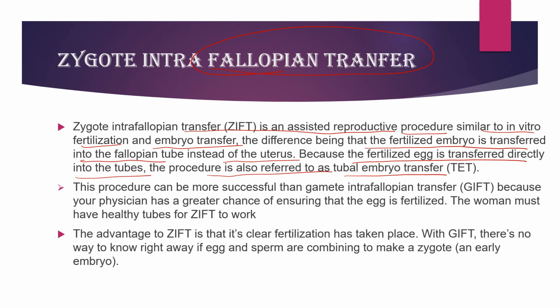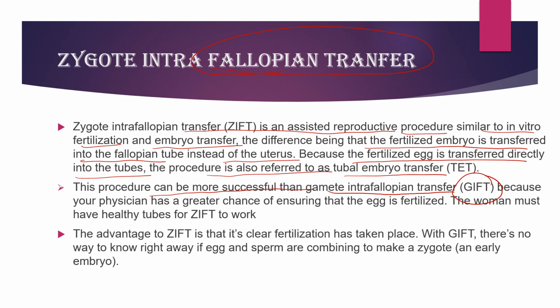From the fallopian tube only, they come to the uterus after implantation, all that blastocyst and all. So that process will happen automatically after they are inserted into the fallopian tube. This procedure is more successful than gamete intrafallopian transfer.